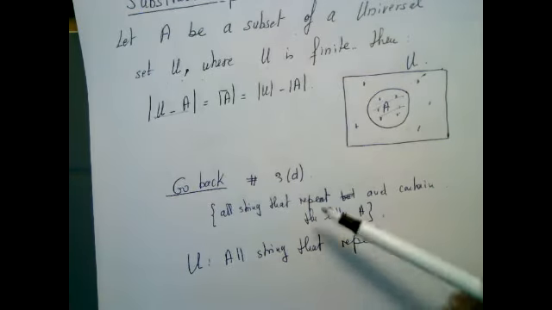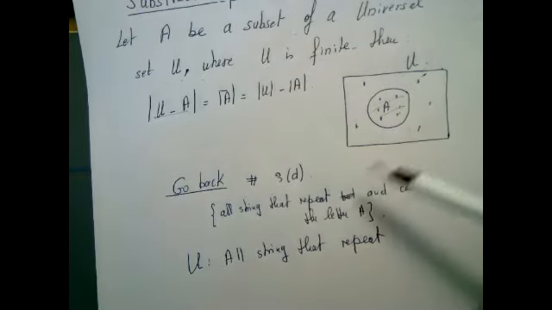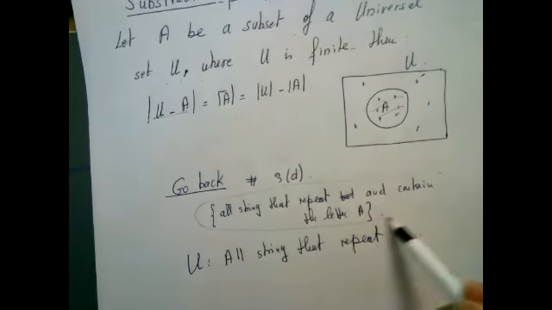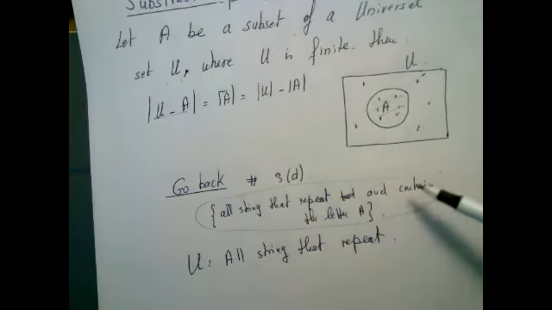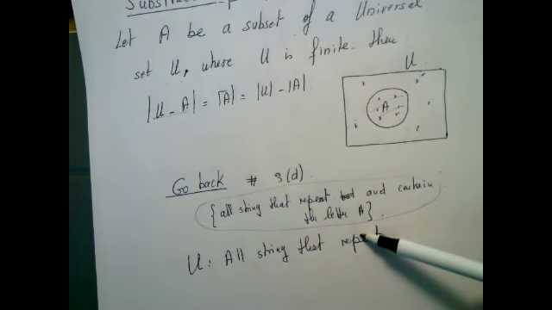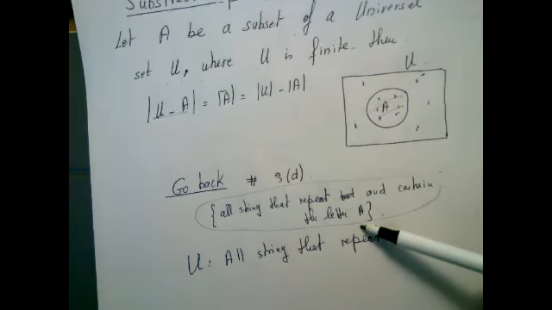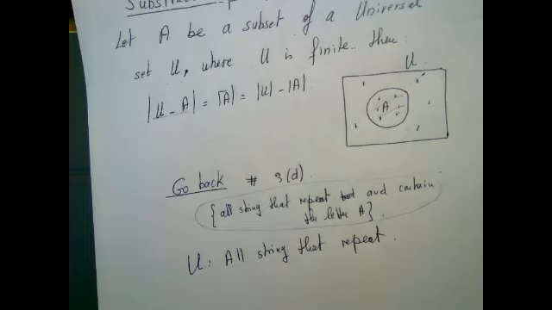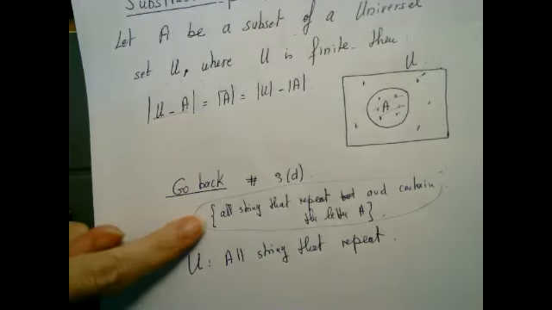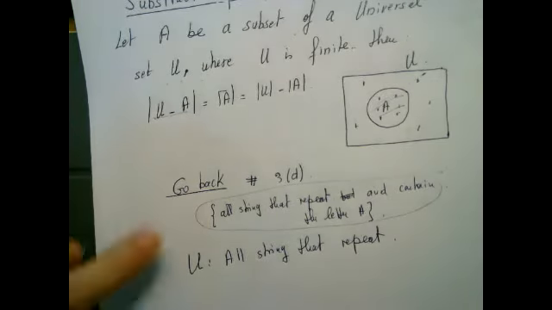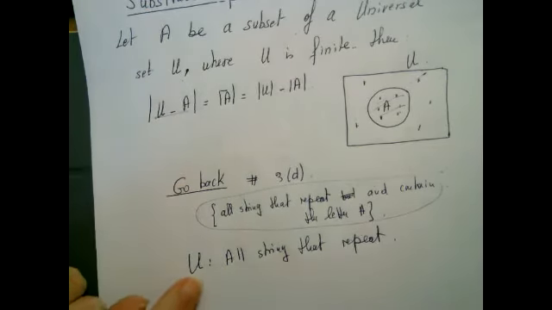Okay. If I take the complement of this, it means how can a string fail to contain an A? It's easy, it doesn't contain an A. So the way I'm going to do it, instead of computing all those that contain A, I'm going to compute all those that don't contain A, and then I will take the cardinality of U minus the cardinality of those that don't contain A.